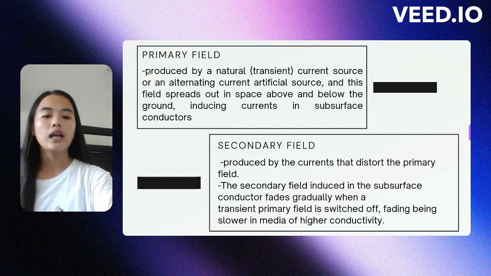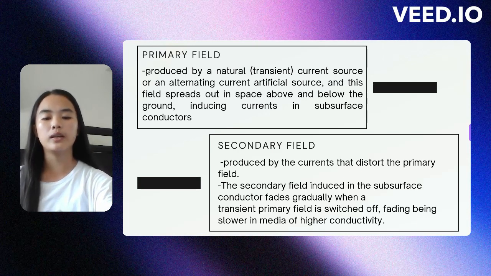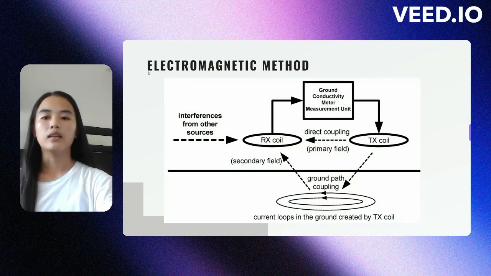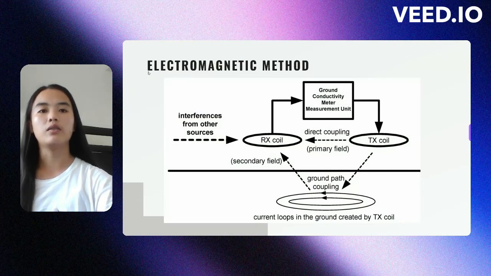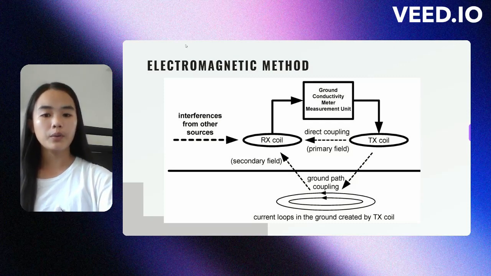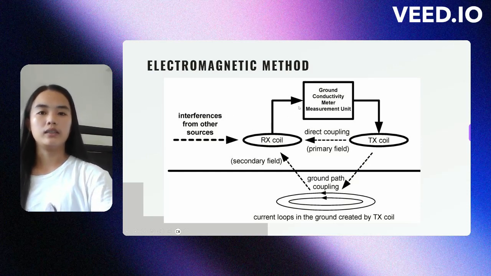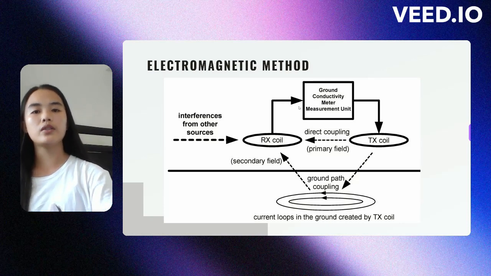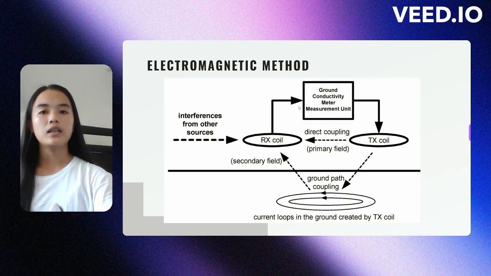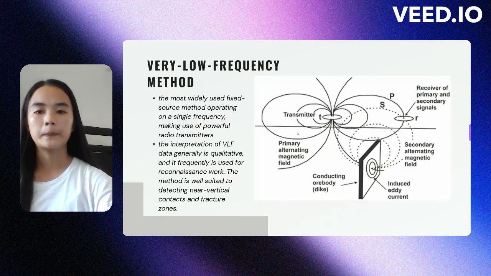The secondary field induced in the subsurface conductor fades gradually when a transient primary field is switched off, fading being slower in media of higher conductivity. The electromagnetic energy is introduced into the ground by inductive coupling produced by passing an alternating current through a coil. The receiver also detects its signal by induction. The conductivity meter is carried along transverse lines across a site and can produce a direct continuous readout. Hence, surveys can be carried out quickly for the electromagnetic method.